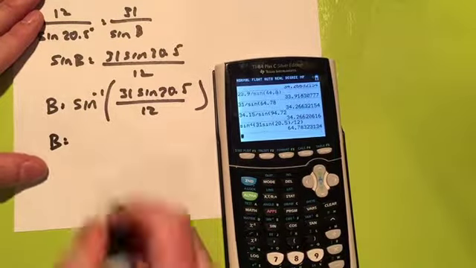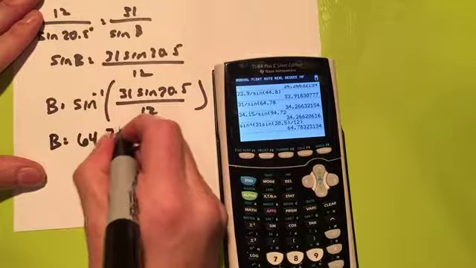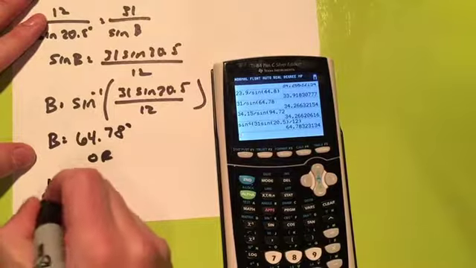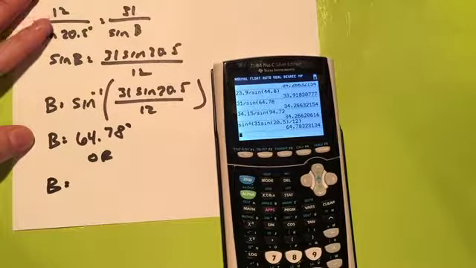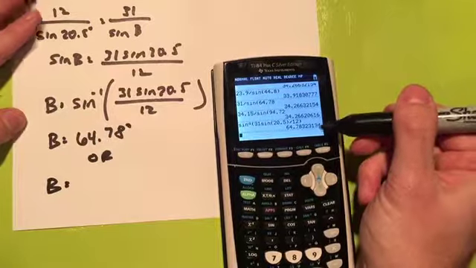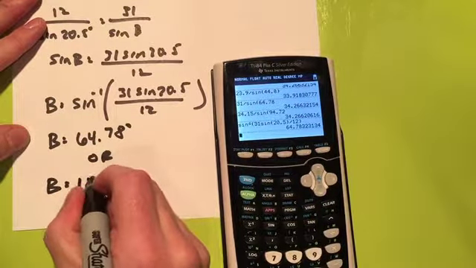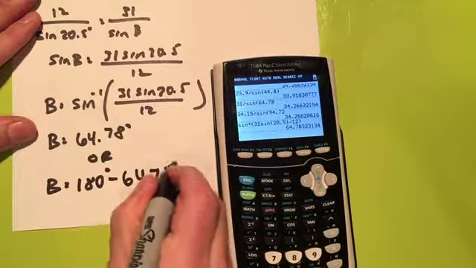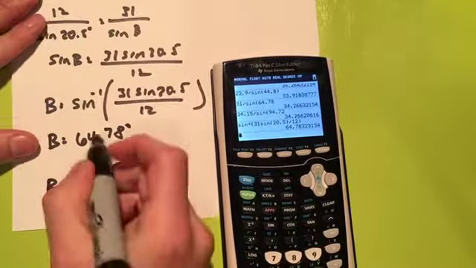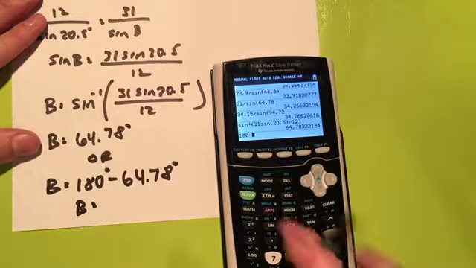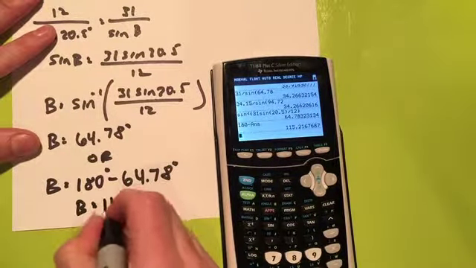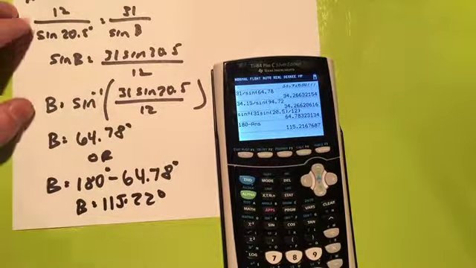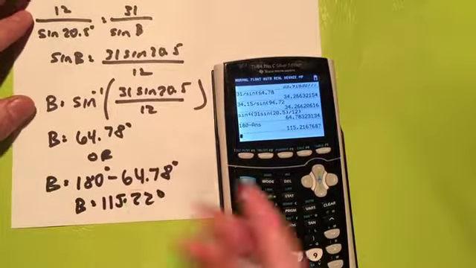Careful with your parentheses. We've got 64.78 degrees. Now, here's where it could be the supplement, because this is our angle in quadrant 1, or it could be the angle in quadrant 2. So I'm going to take that and subtract and find what our angle could be. So B is either 64.78 degrees or 115.22 degrees. We find that second possible angle by taking the supplement, subtracting that value.